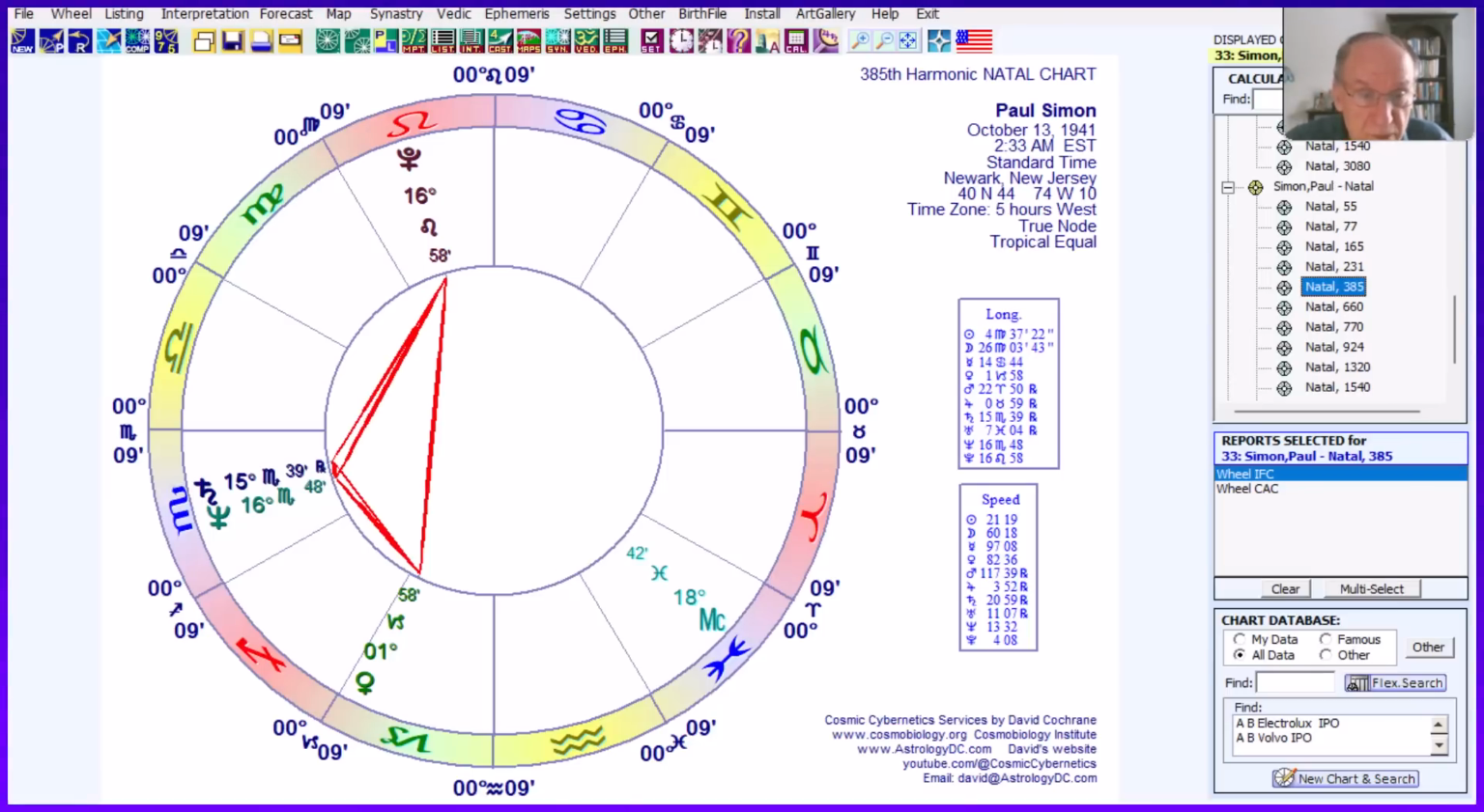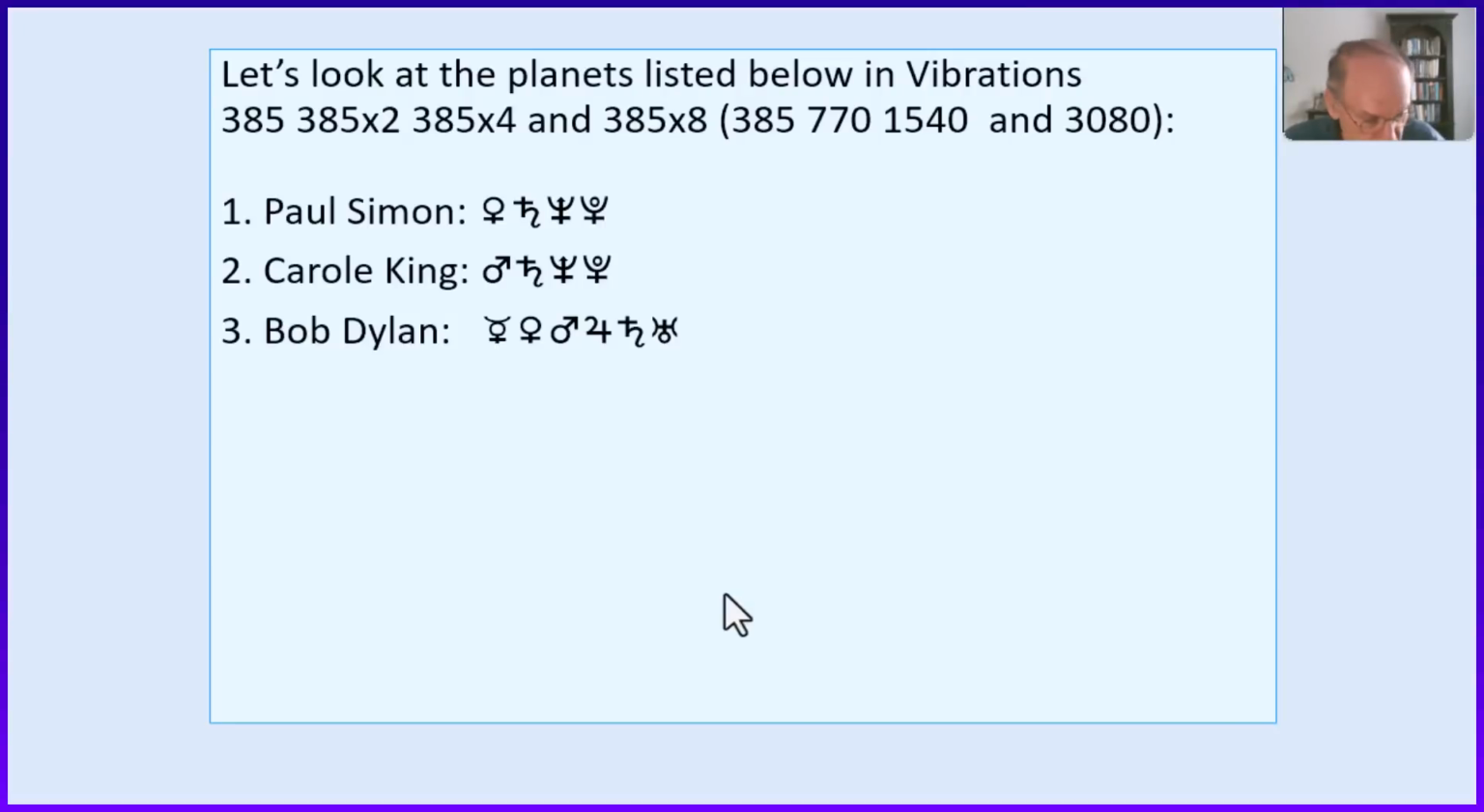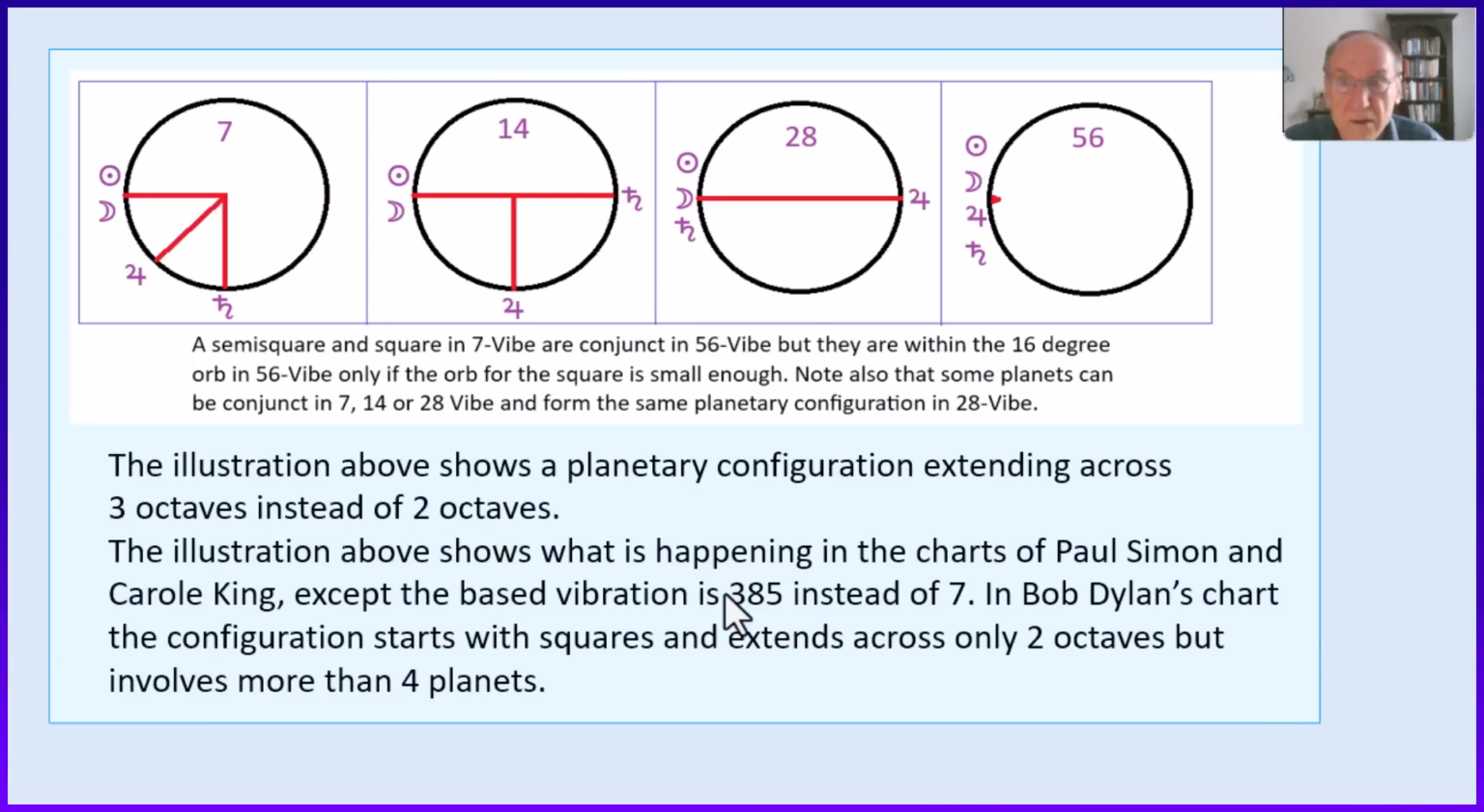What's going to happen is it's going to be just like what I just showed you here. They're in 8 vibe. It's going to turn into a T-square, into an opposition, into a conjunction. And if this is extremely powerful, it'll stay with an orb all the way through. Let's see what happens. Let's get back to the software.